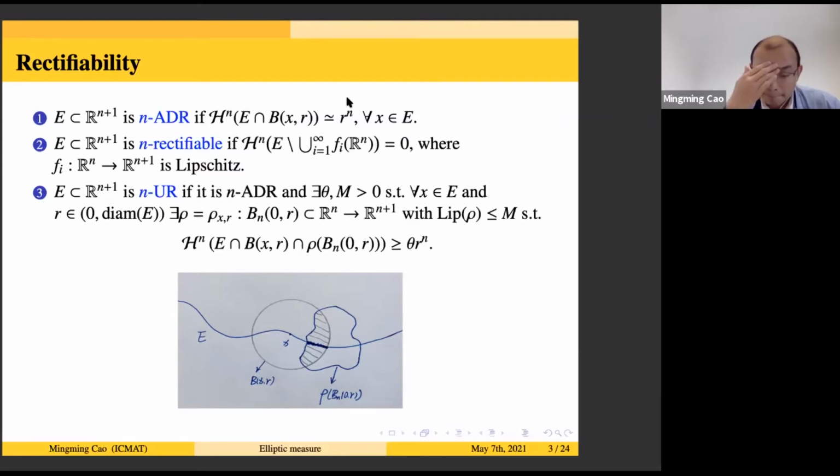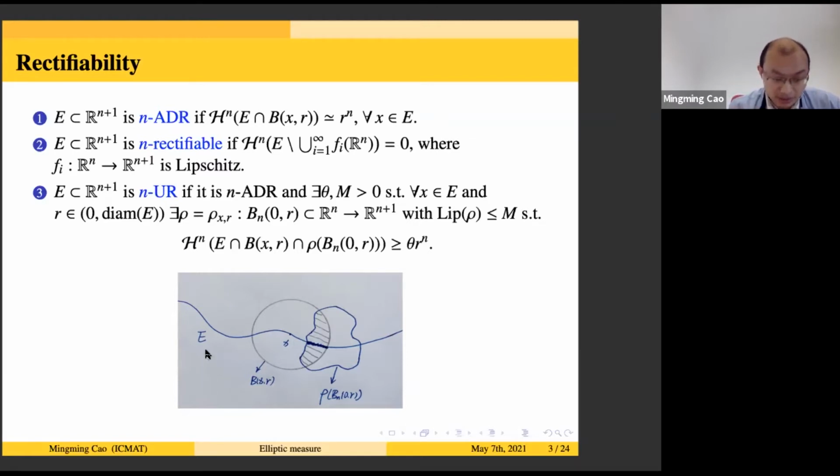In fact, this quantity is comparable to r to the power n, because here E is n-dimensional ADR. Then the Hausdorff measure of E intersected with the ball is comparable to r to the power n. There's a definition here. Uniform rectifiability was introduced by David and Semmes. It's a quantitative scale invariant version of rectifiability. In particular, uniform rectifiability implies rectifiability.